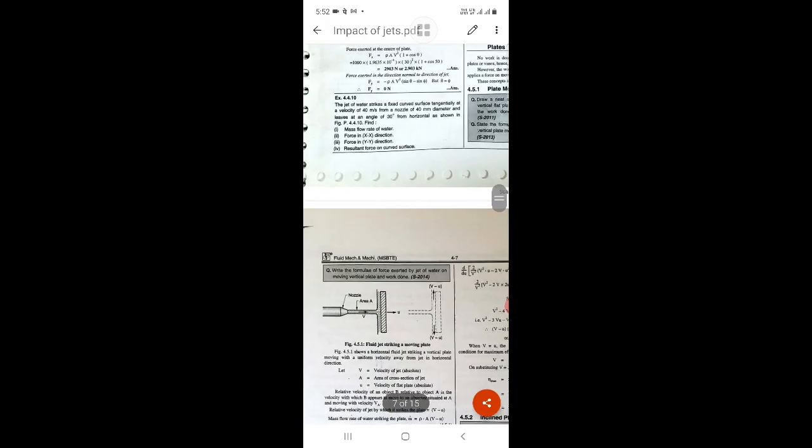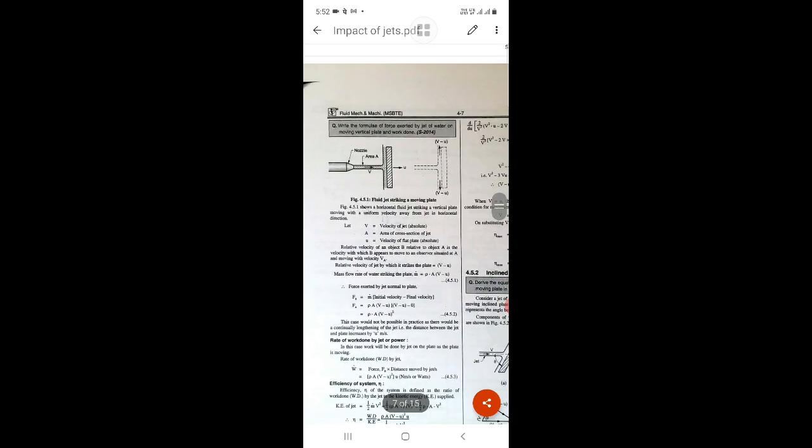So firstly, draw the diagram. There is a moving plate, and a nozzle with area A and velocity V. The plate is moving with velocity U, and the jet is striking with velocity V.